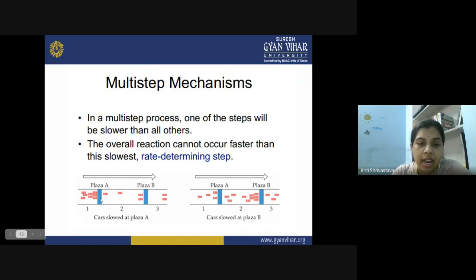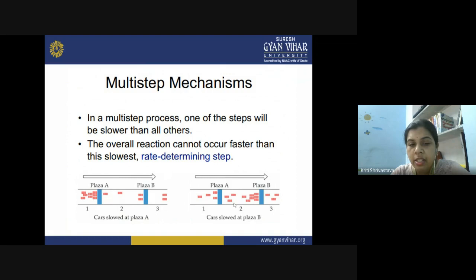These are the cars, and at Plaza A and Plaza B, we have to consider these two points. So these cars are slowed at Plaza A, and now they cannot reach Plaza B before they are actually reaching. They are crossing this path. So once you reduce their speed at Plaza A, now what will happen? They cannot cross Plaza B with a speed greater than that.